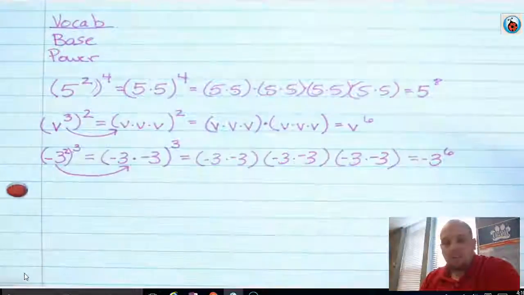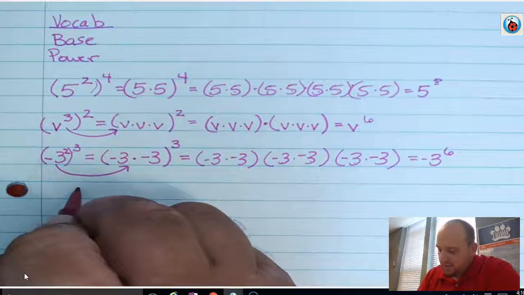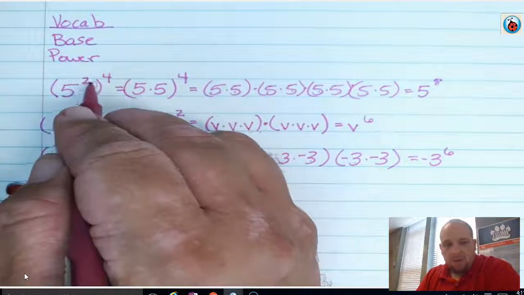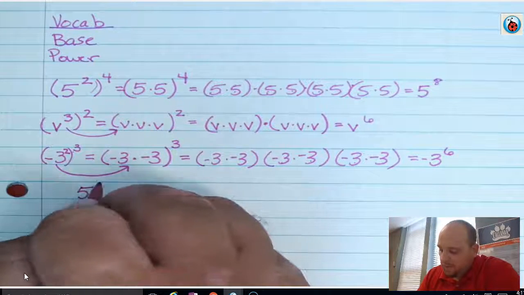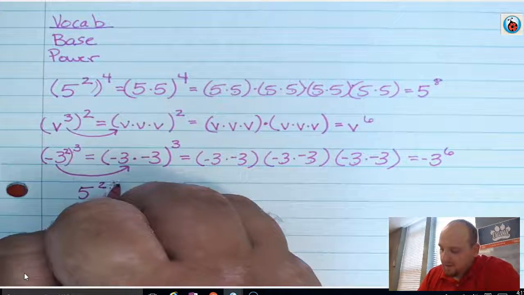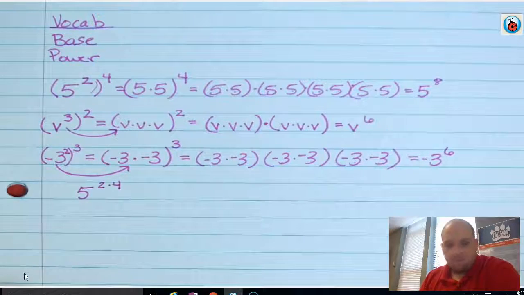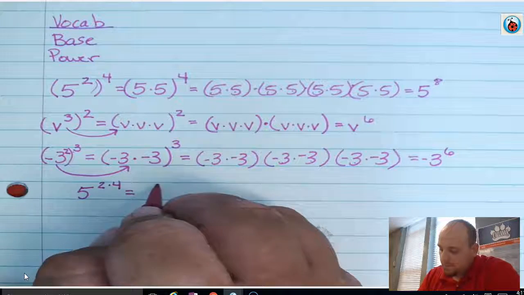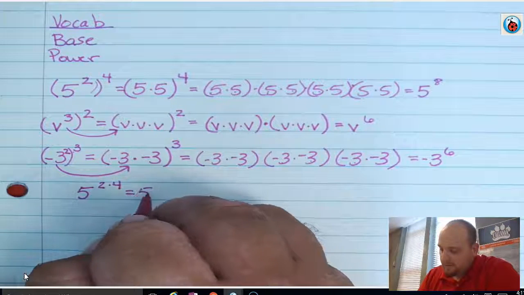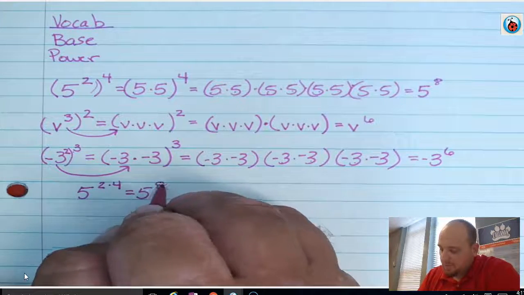So I've showed you how it looks expanded out. The shortcut goes like this. If you take a power and you raise it to a power, the shortcut is to do the following. You can take 5 to the 2nd times the exponent on the outside, which is 4. What does 2 times 4 get you? 8. So I keep the base, and I take 2 times 4, which gives me 8.